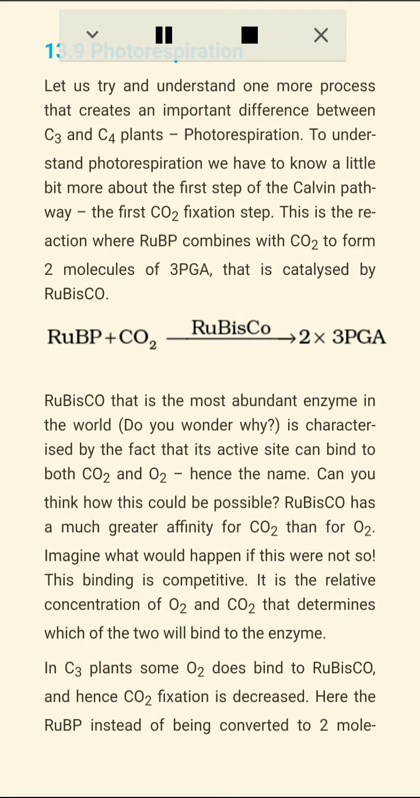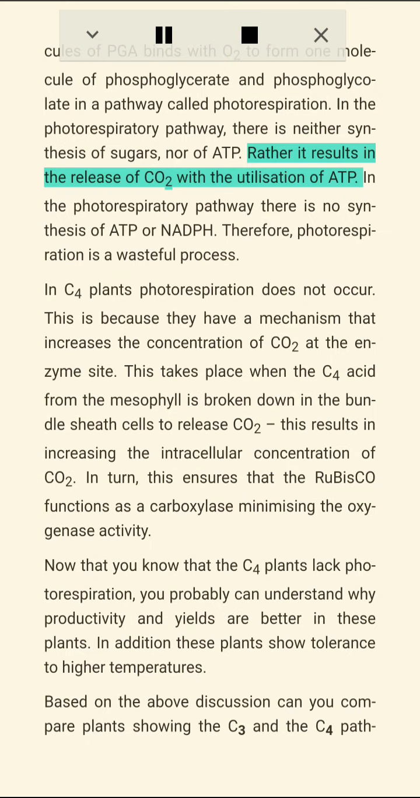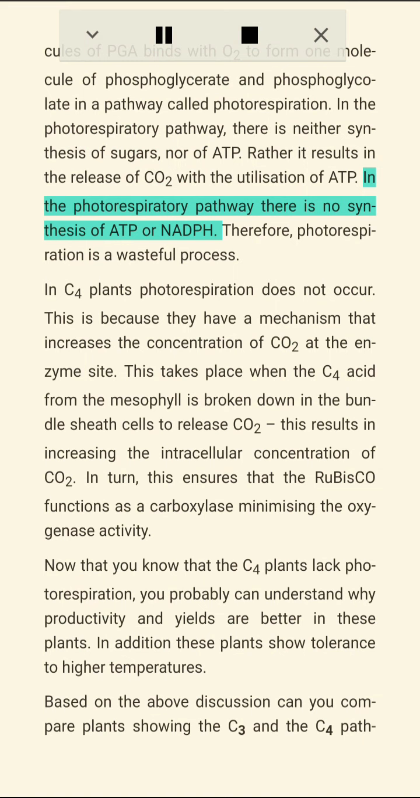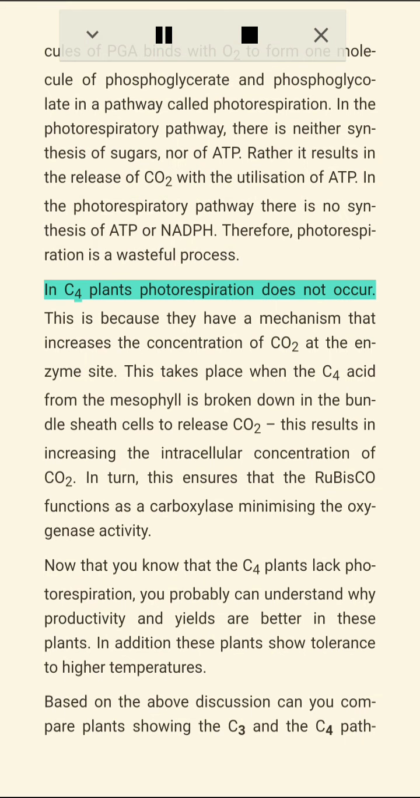Here the RuBP, instead of being converted to two molecules of PGA, binds with O2 to form one molecule of phosphoglycerate and phosphoglycolate in a pathway called photorespiration. In the photorespiratory pathway, there is neither synthesis of sugars nor of ATP. Rather, it results in the release of CO2 with the utilization of ATP. In the photorespiratory pathway, there is no synthesis of ATP or NADPH. Therefore, photorespiration is a wasteful process.